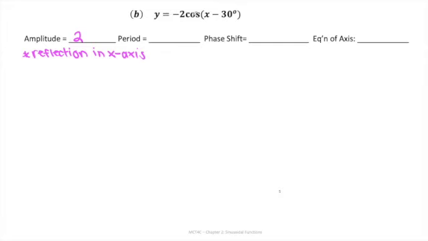Our period, we don't have a k value, so our period is just 360 degrees. Our phase shift is from this negative 30, but it's going to be plus 30 degrees, or you need to write right 30 degrees. Okay, and our equation of our axis, we don't have a c value again, so it's just going to be at y equals 0. Okay, so you need to be able to tell all of those from your equation.